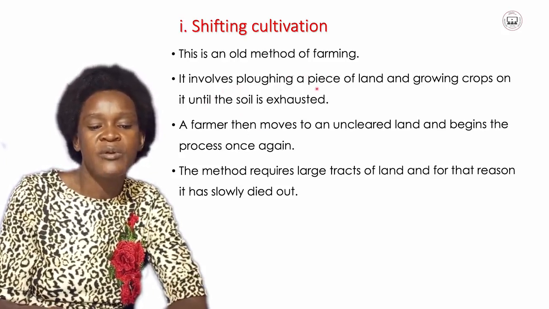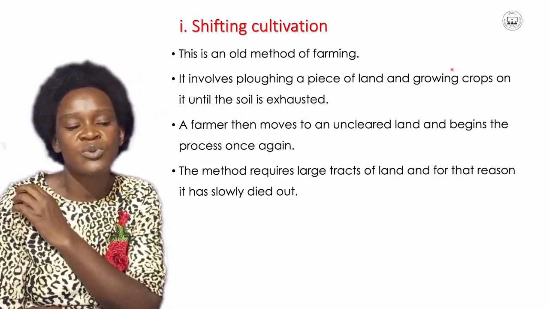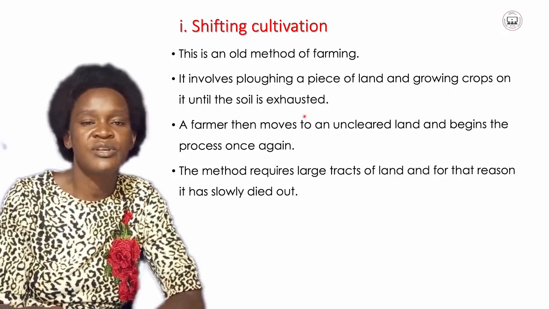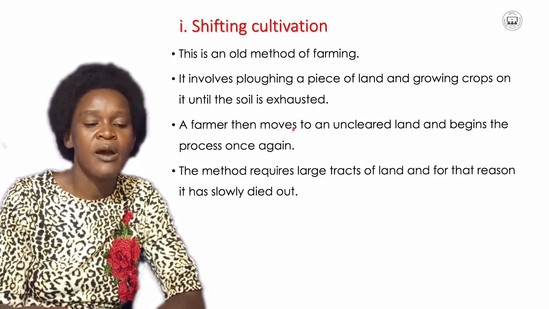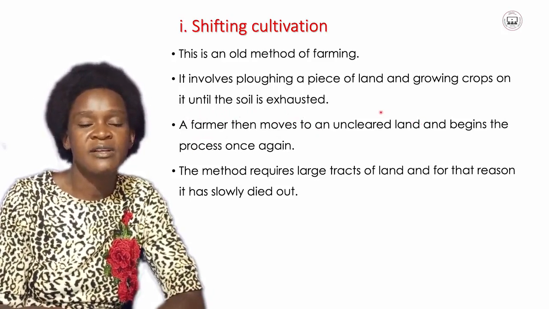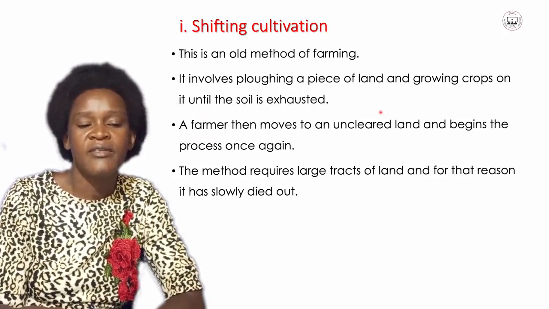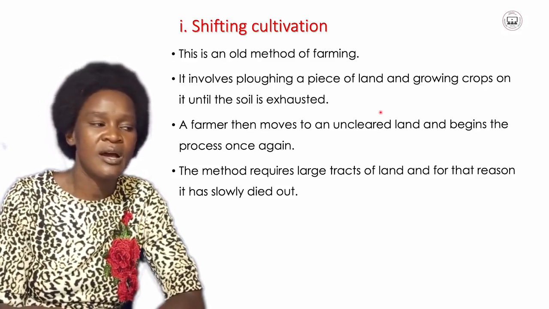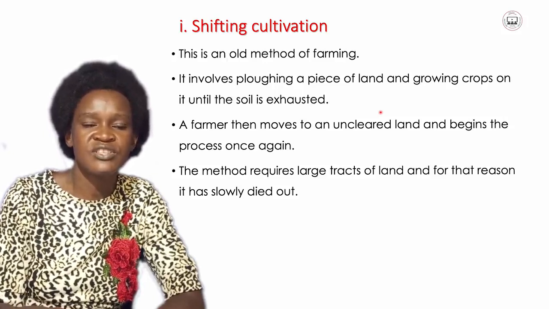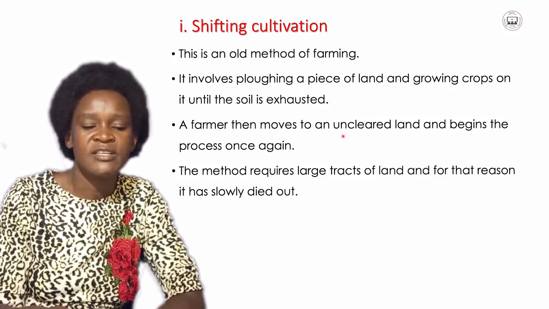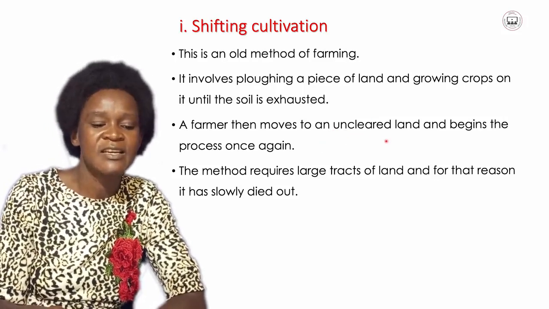On shifting cultivation, this is a very old farming method. It involves ploughing a piece of land and growing crops on it until the soil is exhausted. So first of all, of course, the farmer will clear the land. Once he clears the land, then he plants the crops, but you do not apply fertilizer. They use the natural nutrients available on that newly opened land.